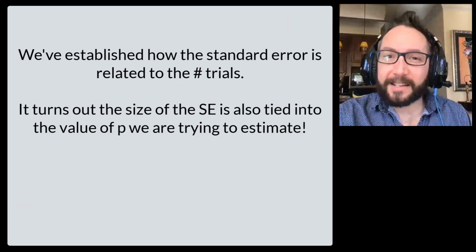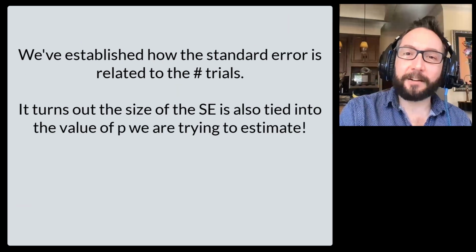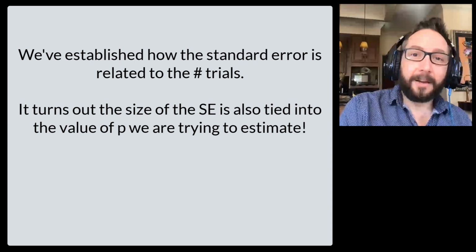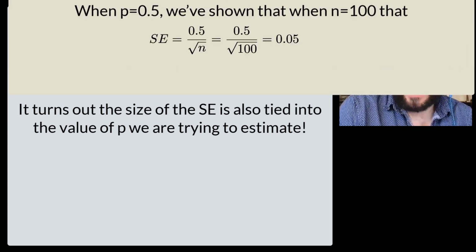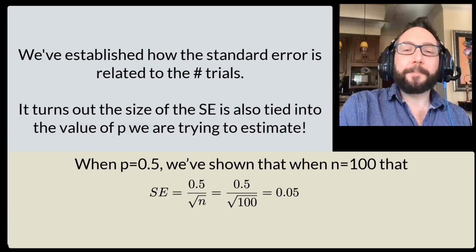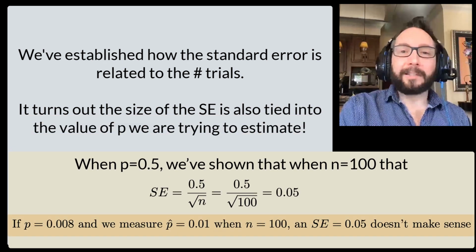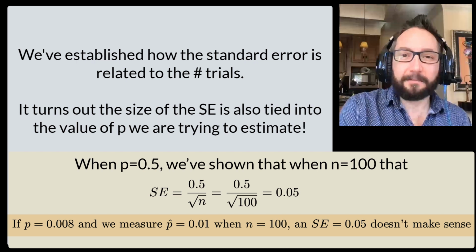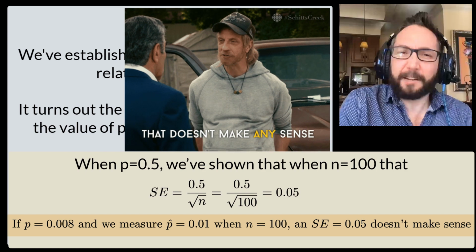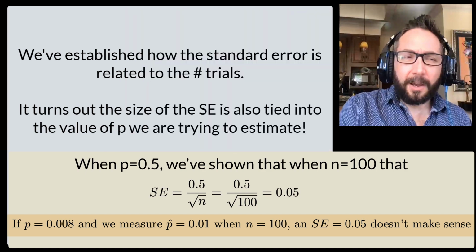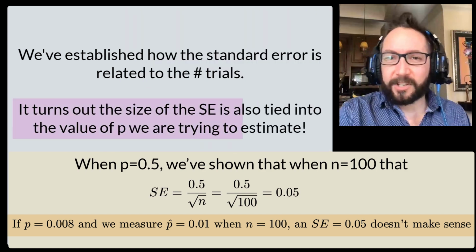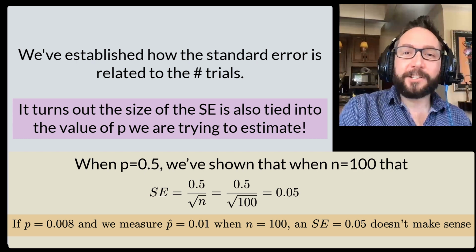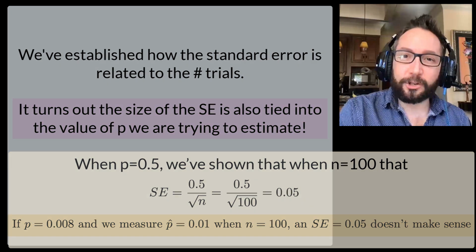Now, the flip side of this is, how does the size of the standard error change with the actual value of p that we're trying to estimate? If we were to say, okay, the standard error is 0.05, but our p-hat is, say, 0.01, then all of a sudden, p-hat being within 1 standard error of p doesn't really make all that much sense. It kind of breaks down. It kind of implies there would be negative probabilities. So clearly the size of the standard error is going to be tied into the value of p that we're trying to estimate. And so let's try to nail down what that relationship looks like.